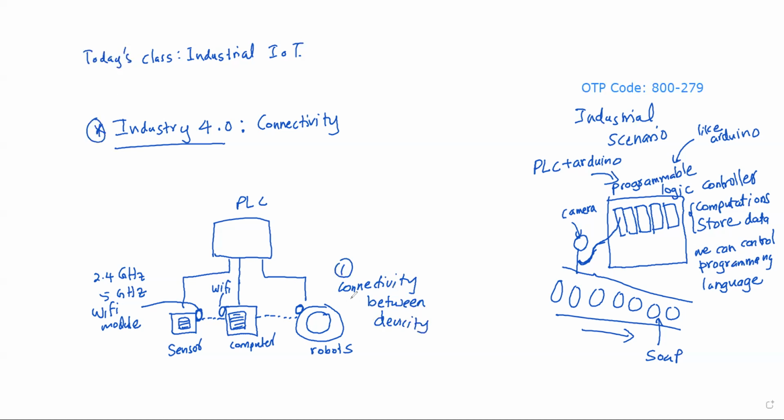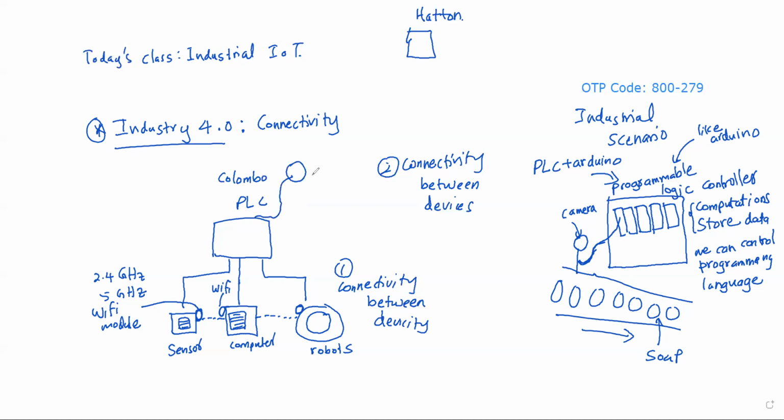So the first one is connectivity between devices, and then connectivity between industries, like infrastructure. So the second thing is connectivity between infrastructure. That means we can communicate between two infrastructures in different locations. If we have one industrial facility in Colombo, there could be another industrial facility in, let's say, Hatton or something, right? Because of the connectivity feature, the PLC-based system can connect to a router, and the router will connect to another router, and likewise it can connect to the public internet through the connection to another router.